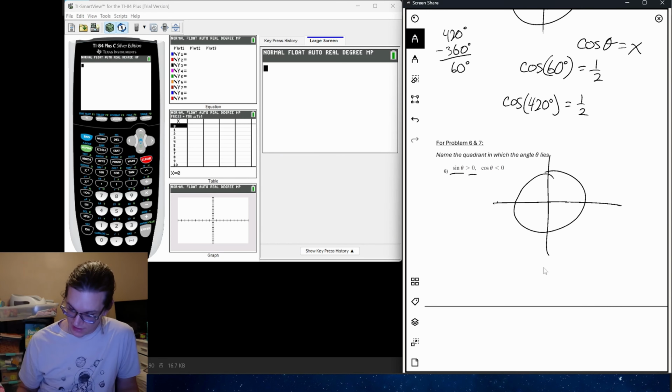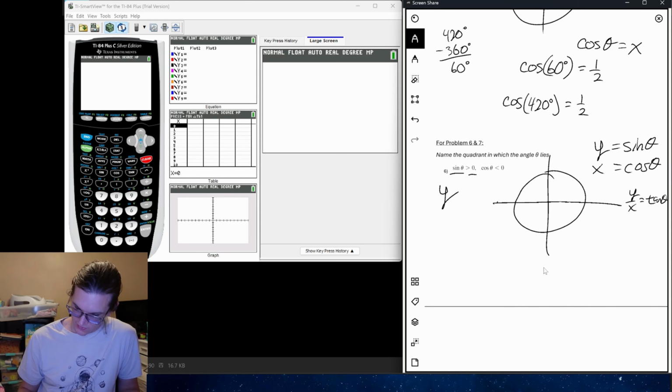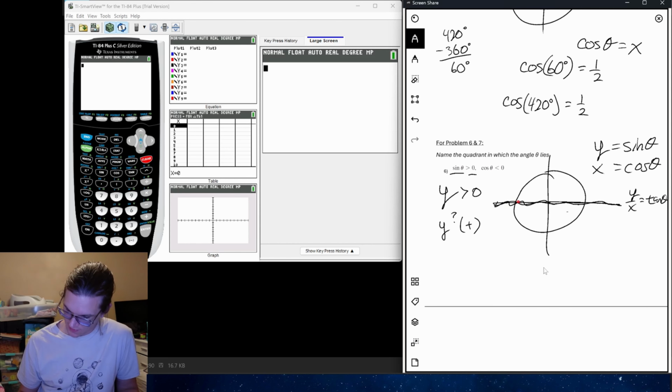Quick version of this. So sine. First thing I see in my head is y. Sine of theta means y to me. Y is sine theta, x is cosine theta, and y over x is tangent. So when is y greater than 0? When is y positive? The y is positive up here. So our answer is going to be somewhere along this arc. And then cosine of theta is also less than 0. So I'm thinking x. X is less than 0.